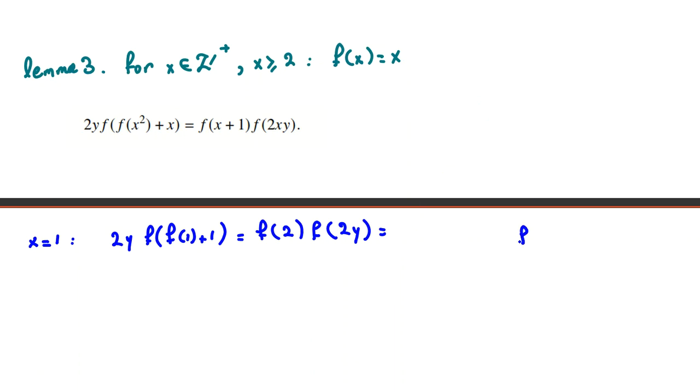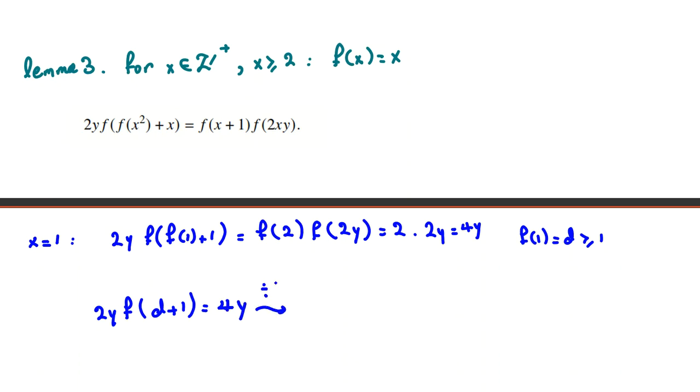Now for f of 1, for example, let's consider f of 1 is d, okay? And we know d is at least 1. So here, f of 2 is 2 by lemma 3. F of 2y, since 2y is at least 2, is 2y, so if we multiply it will be 4y. Now, it will be 2y times f of d plus 1 equal to 4y. If we divide both sides by 2y, and we know x, y are positive integers, the problem says, so f of d plus 1 equal to 2.